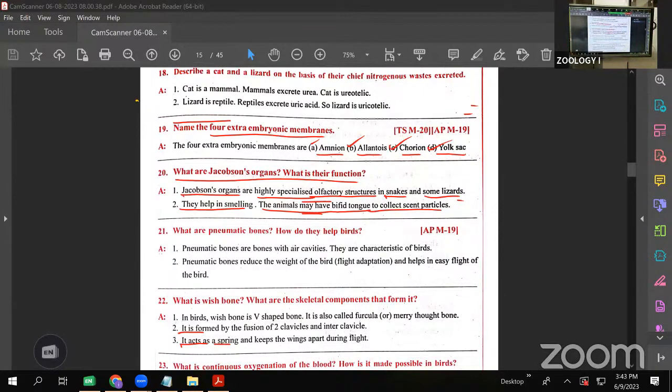Jacobson's organs are highly specialized olfactory structures that detect smell. Where are they present? They are present in snakes and lizards. These animals have this type of organ, which is helpful for smelling. They have a bifid tongue for collecting scent particles. Next one is the pneumatic bones.